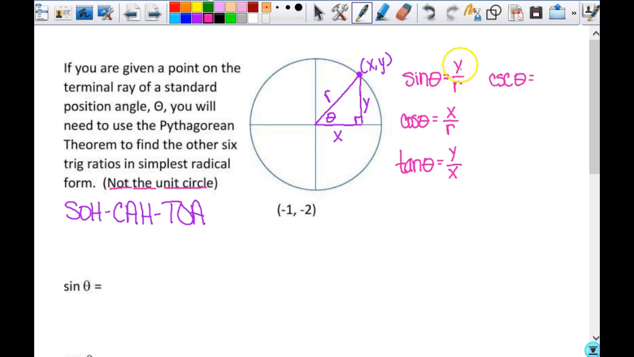And so the reciprocal of y over r is just r over y. The reciprocal of cosine is not sine. It is secant theta, and so that is r over x. And the reciprocal of tangent is cotangent, and so that is still x over y. So that is how we're getting these.